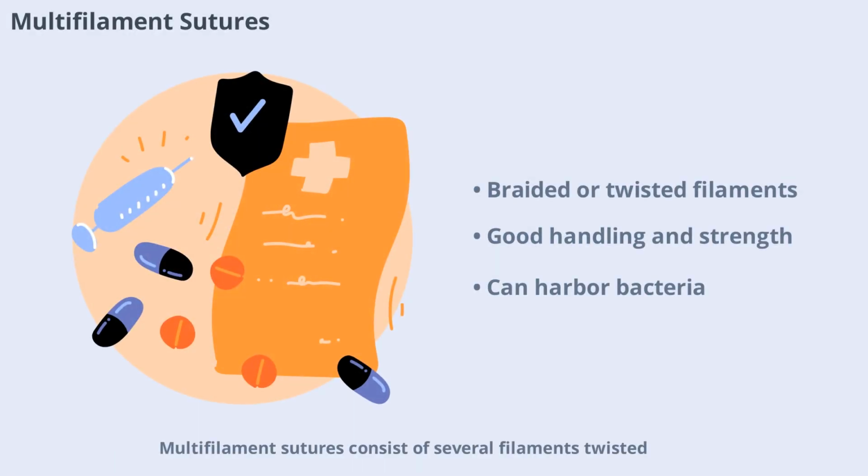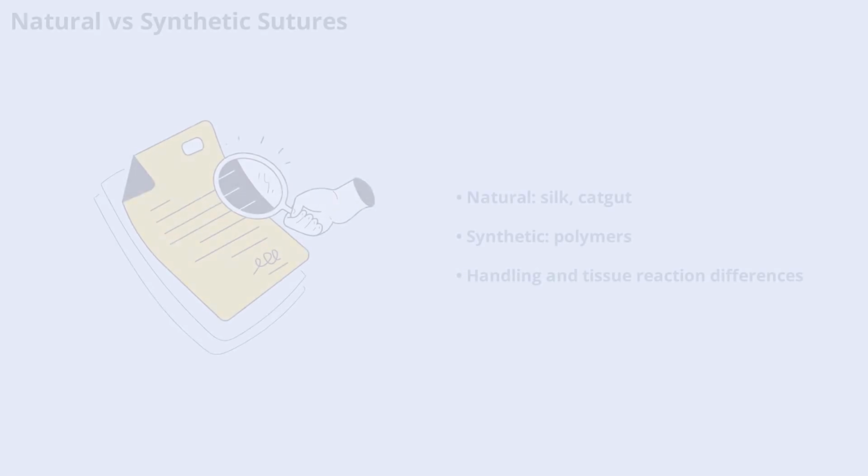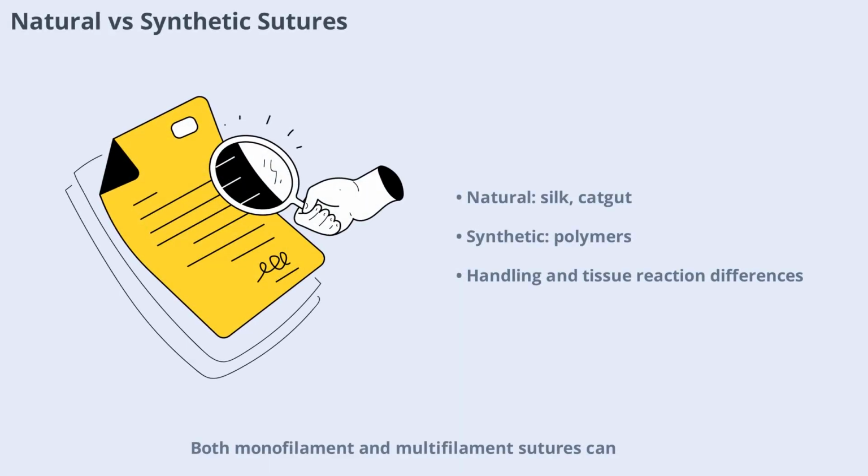Multifilament sutures consist of several filaments, twisted or braided together into a single strand. This design provides excellent handling and tying characteristics, offering good strength and a soft, pliable feel. However, multifilament sutures can harbor bacteria, making them unsuitable in contaminated or infected environments. Their thicker structure may cause more tissue trauma compared to monofilament sutures, so careful consideration is needed when choosing between the two types. Both monofilament and multifilament sutures can be classified as natural or synthetic.